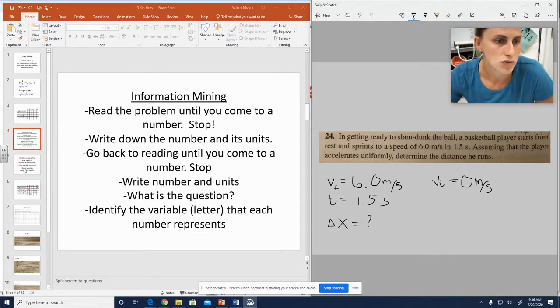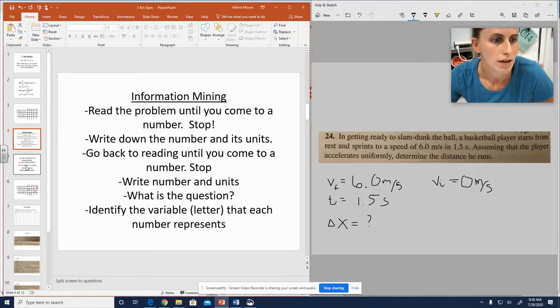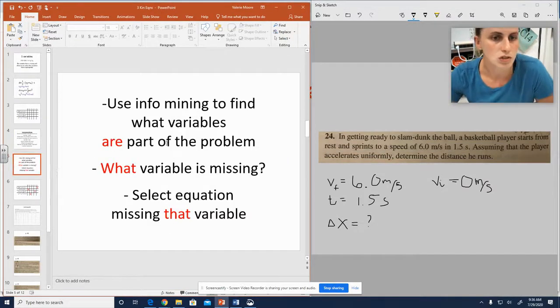Perfect. Okay, so now my question for you guys, oh, got to get out of there. Go ahead and just push save. Okay, close out of that. Okay, so it says use information mining to find what variables are part of the problem. For this problem, we have final velocity, initial velocity, time, and delta x, or displacement. What variable is missing? Select the equation missing that variable.